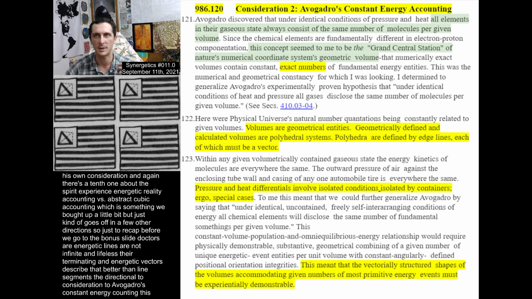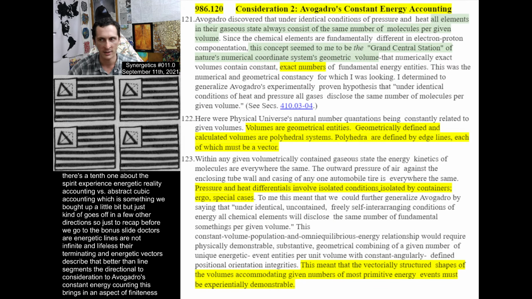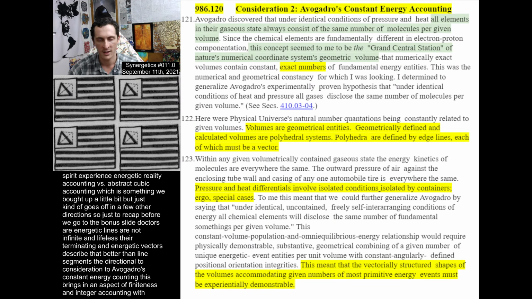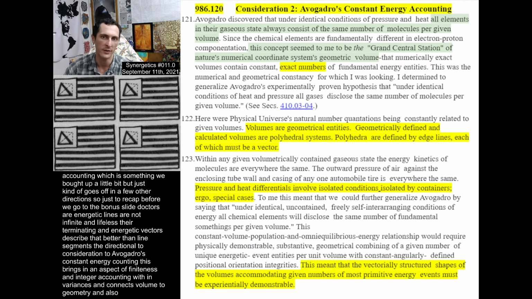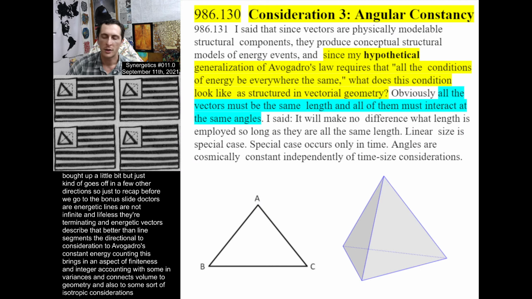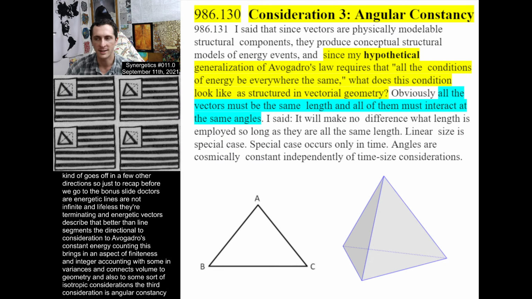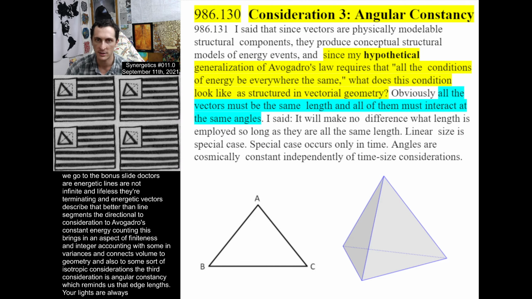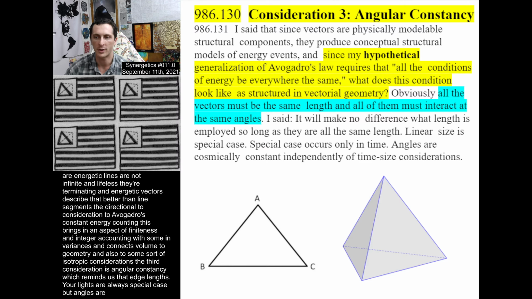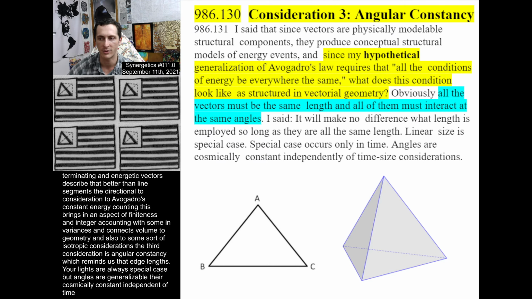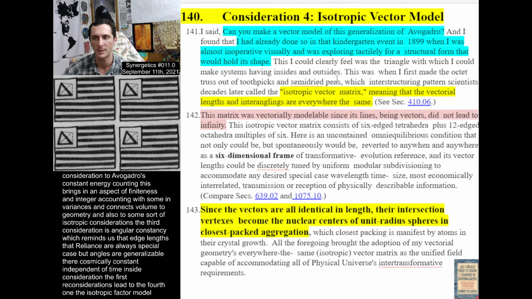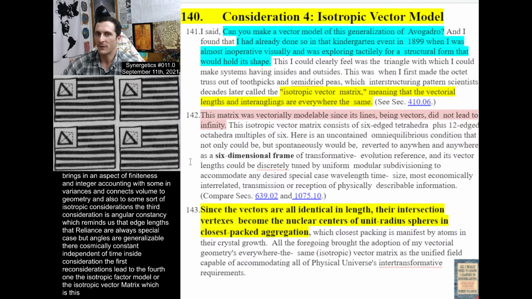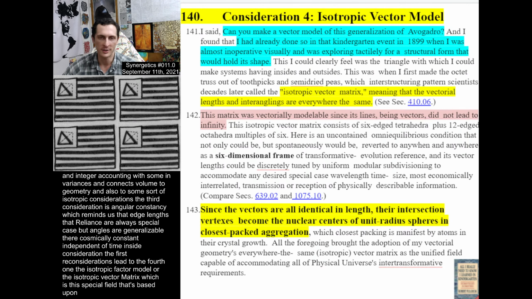This brings in an aspect of finiteness and integer accounting with some invariances and connects volume to geometry and also to some sort of isotropic considerations. The third consideration is angular constancy, which reminds us that edge lengths, vector lengths, are always special case, but angles are generalizable. They're cosmically constant, independent of time and size consideration. The first three considerations lead to the fourth one, the isotropic vector model, or the isotropic vector matrix, which is this special field that's based upon constant angles and constant edge lengths.